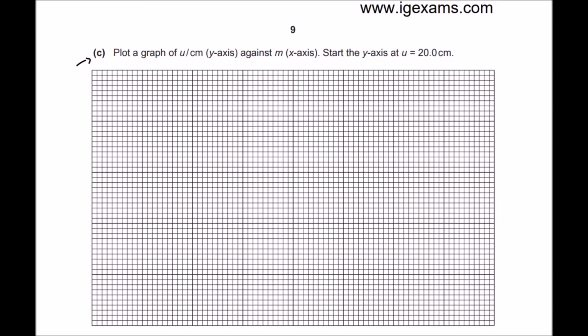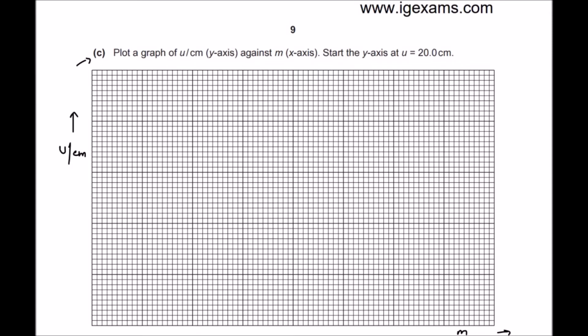When you plot a graph, it is very important to first write the axis quantity and its unit. This is the y-axis we have, and the quantity we need to take here is object distance u, right, with the proper unit in centimeter. On the horizontal axis we have magnification m, so you can write this is m. Now you need to plot a graph between u versus m.